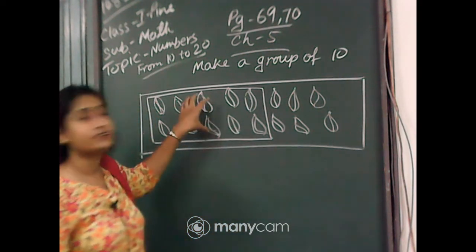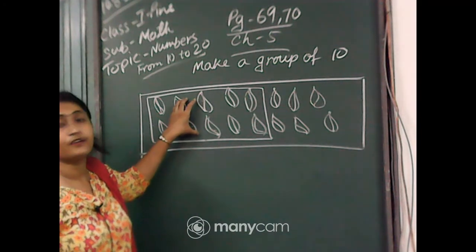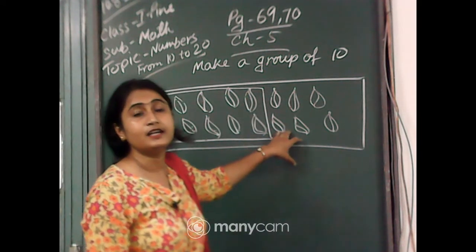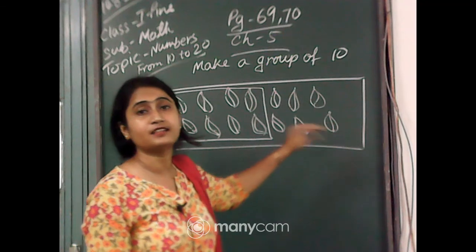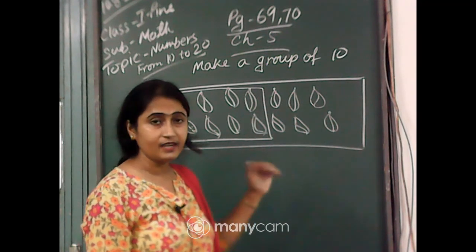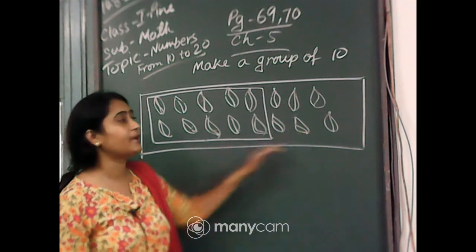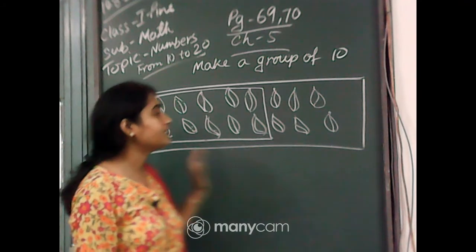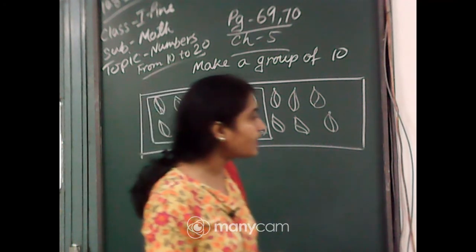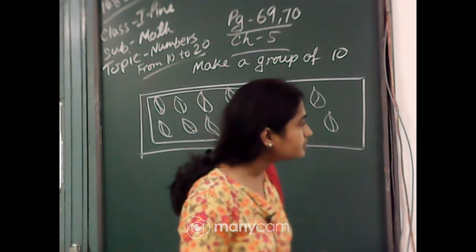There are 10 leaves in a group and 6 leaves are not in a group. How many leaves are left? 6 leaves are left. Then what will be the number? 1 ten and 6 ones. What happened?